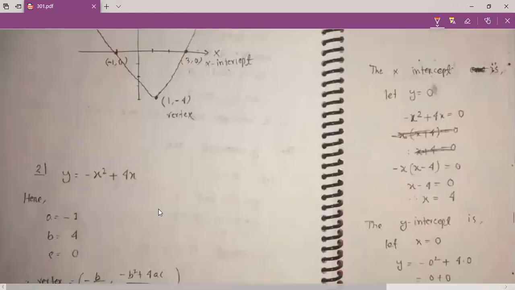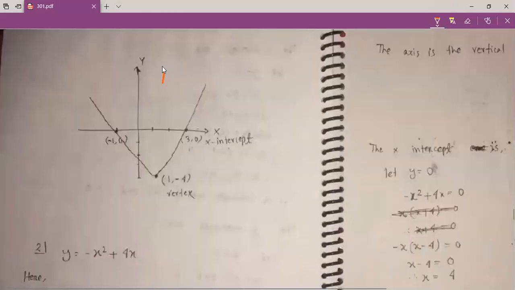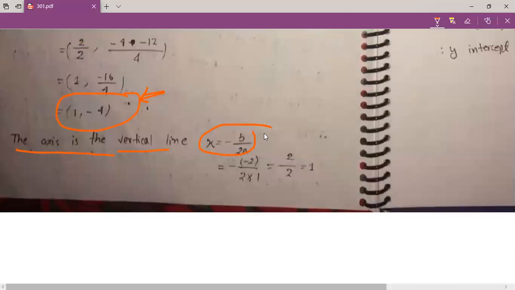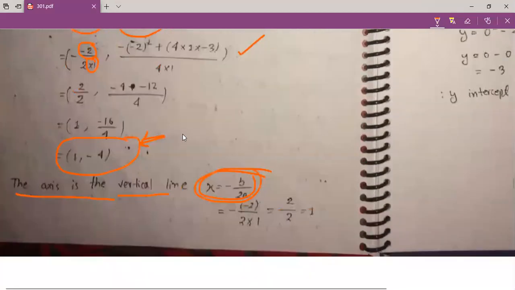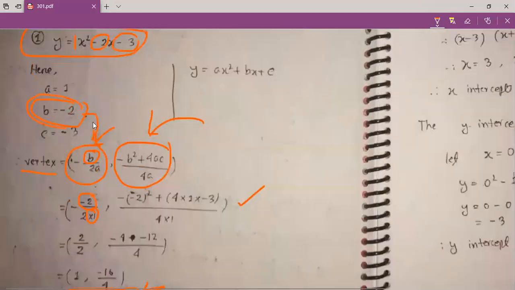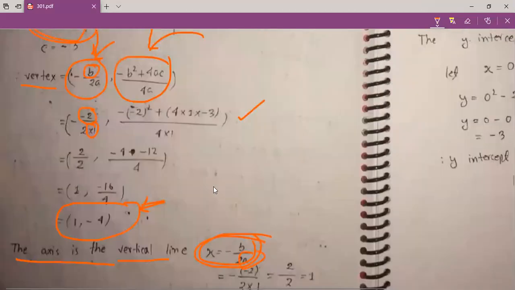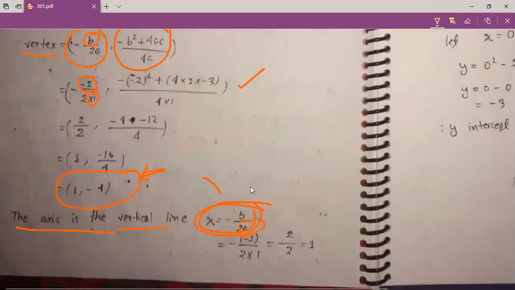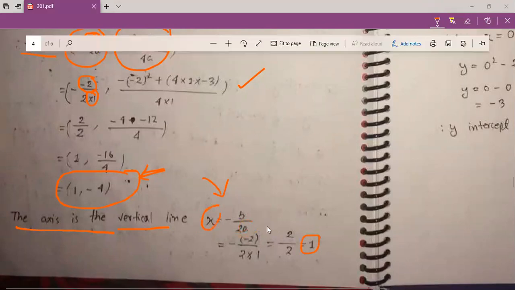Okay, here, right? So this is the vertical line. For this vertical line, the equation will be x is equal to minus b by 2a, right? So minus b, so where is b? b is equal to minus 2, and a is equal to 1, right? So I just put all these values here. I found 1. So this is x is equal to 1. You can see x is equal to 1. So this is our equation.